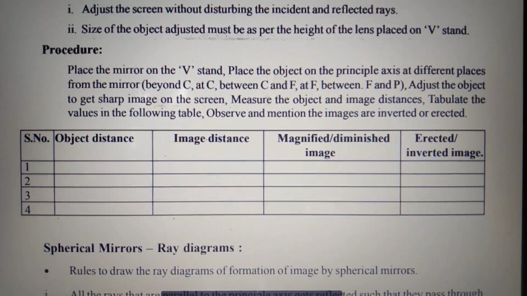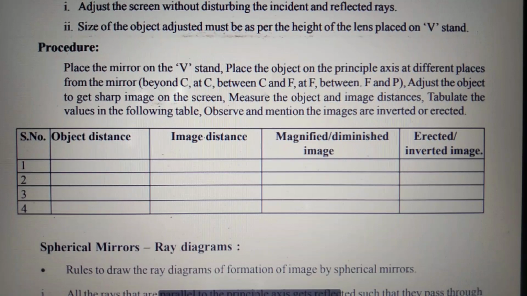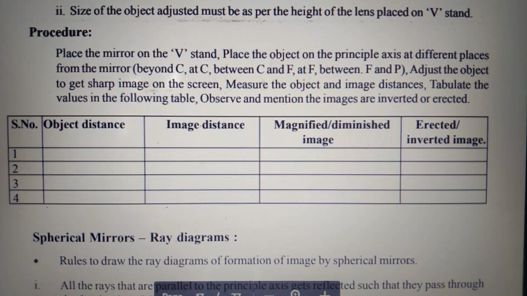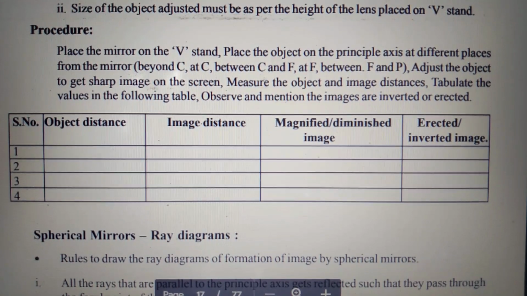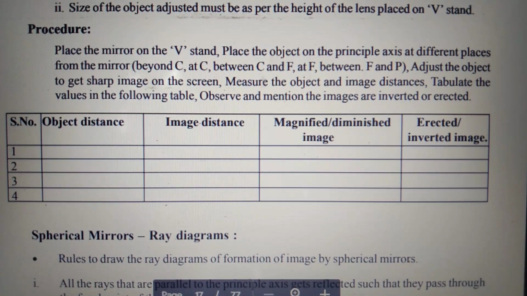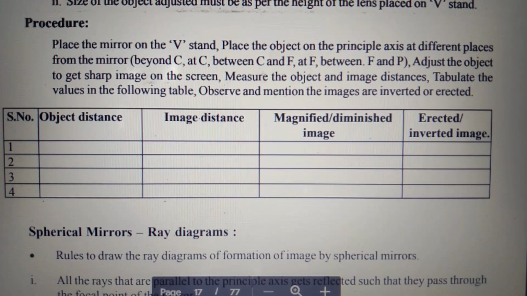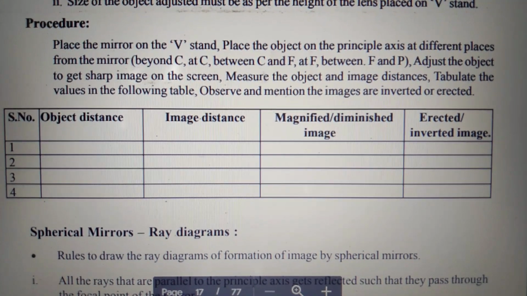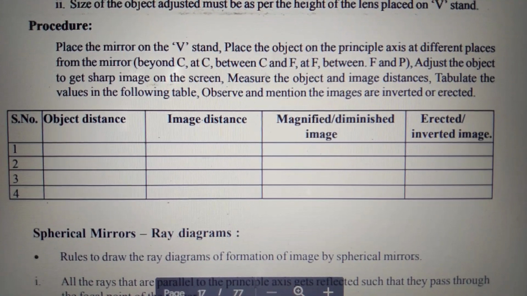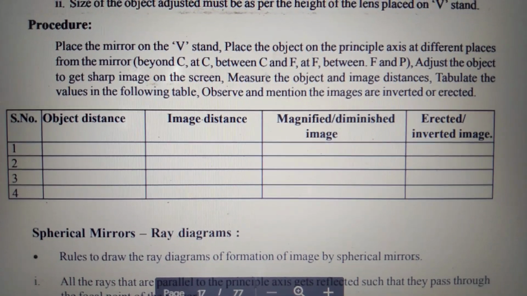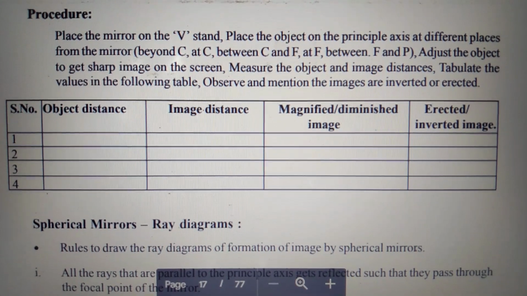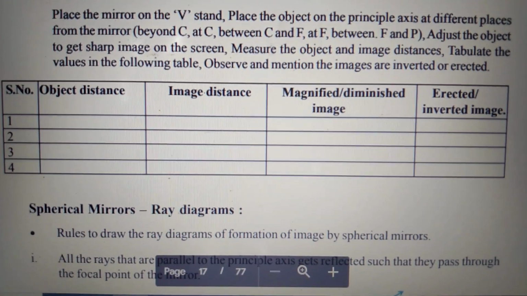Now the procedure: place the mirror on the V-stand, place the object on the principal axis at different places from the mirror, that is beyond C, at C, between C and F, at F, between F and P. Adjust the object to get sharp image on the screen. Measure the object and image distances. Tabulate the values in the following table. Observe and mention the images are inverted or erect.